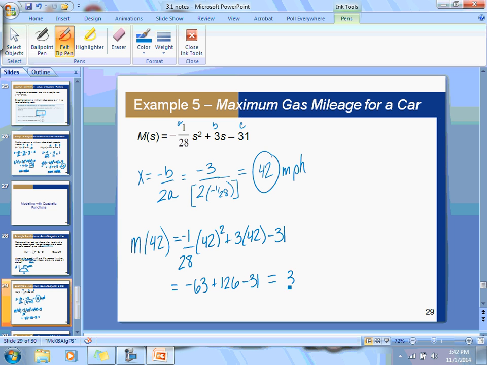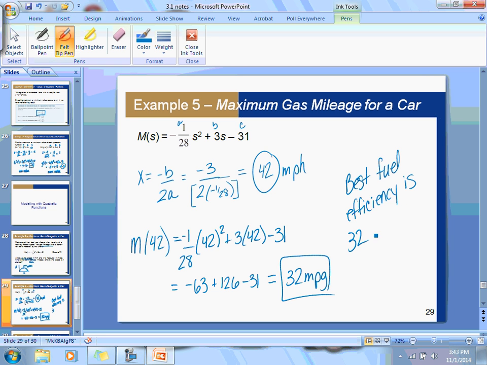So the best fuel efficiency that this car can get is 32 miles per gallon when it's traveling 42 miles per hour. If we wanted to write that out in a complete sentence, here it is: 32 miles per gallon when the car is traveling 42 miles per hour.